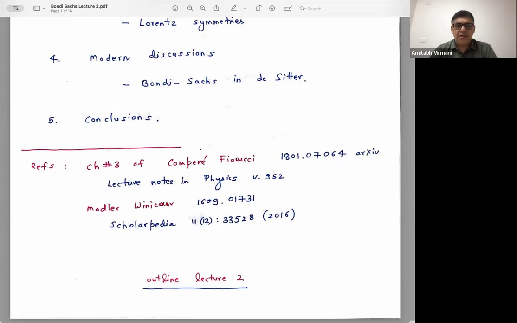null infinity and the basics of the Bondi-Sachs formalism. And there is a more detailed review which talks about the connection to conformal infinity and various other approaches. This is by Jeffrey Winicour and Thomas Mädler. They are both very well-known people in this subject. This review came out in 2016 and is published in Scholarpedia.